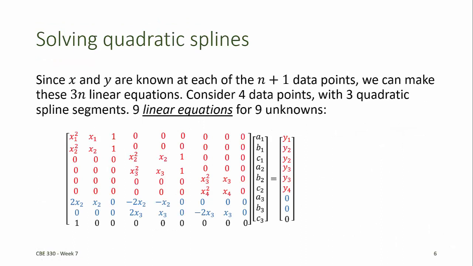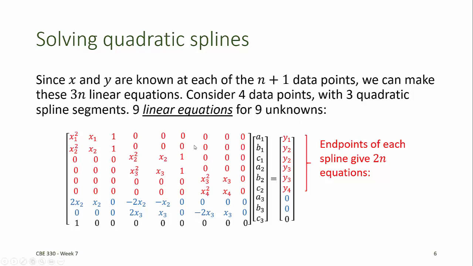Since all of the x and y are known at each of the n plus 1 data points, we can make these 3n linear equations. If we have 4 data points with 3 quadratic spline segments, then there are 9 linear equations that we need to solve for 9 unknowns. And those linear equations can be formulated into a matrix that looks like this. The first 6 equations, indicated in red here, are found by enforcing the constraint that the endpoints of each of the splines has to match the data at the knots.